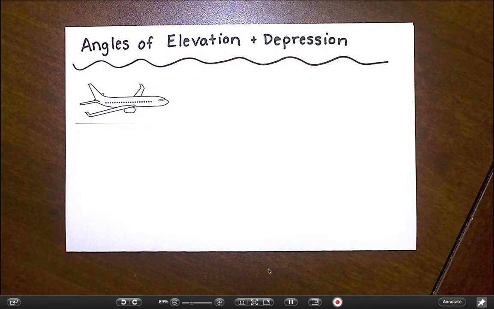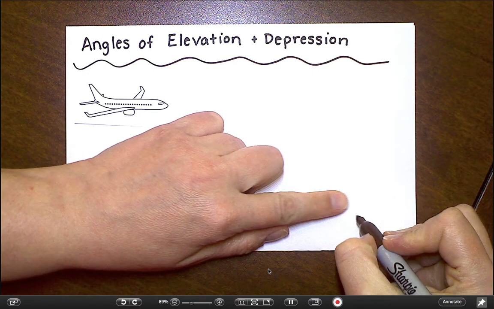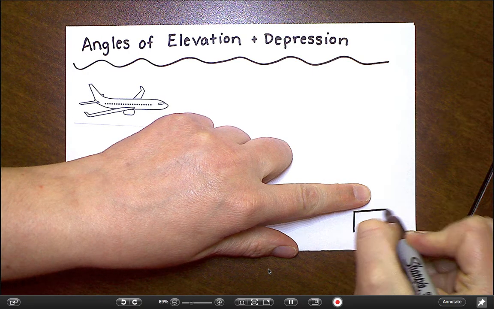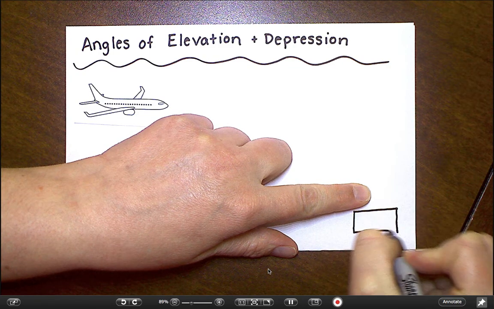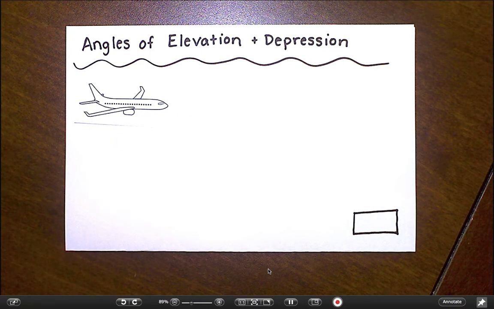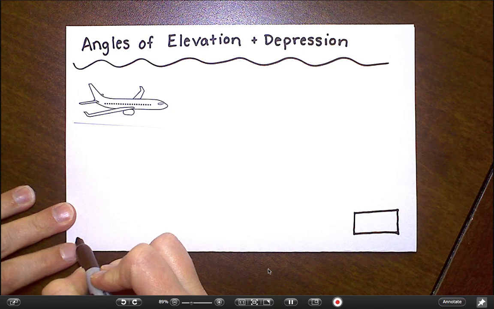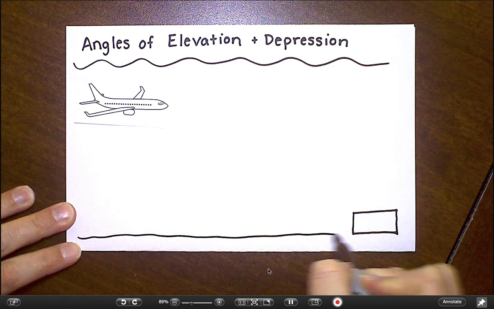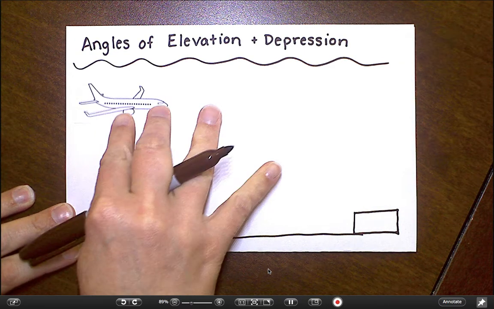So here's my plane, okay? And trust me, that's better than me trying to draw the plane. And then let's just say this is the airport down here. And we've got the plane approaching the airport, coming in for landing, okay? This, of course, down here is the ground. And I'll start with the angle of elevation.